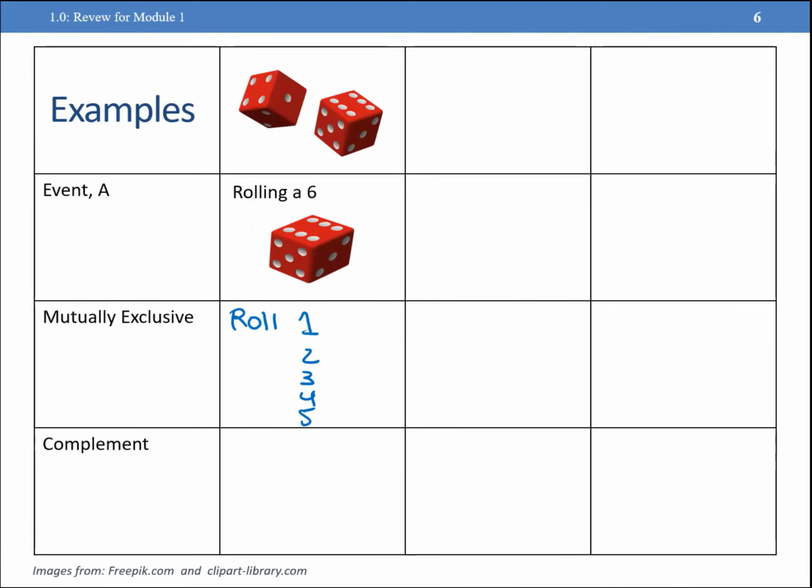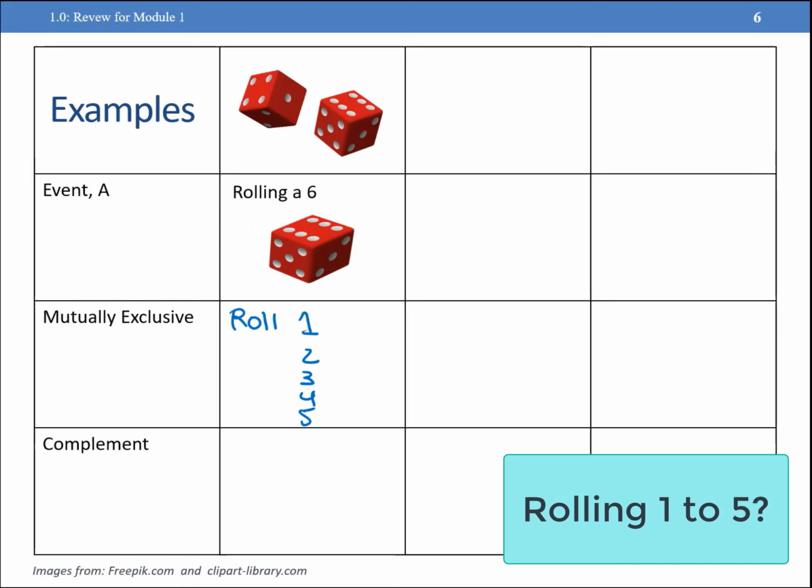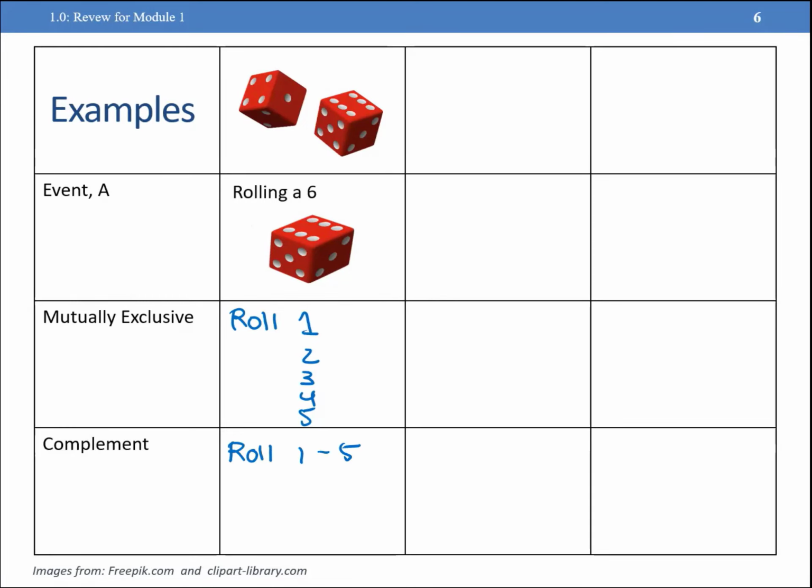Now the complement would be what? What would the complement be to rolling a 6? That's right, rolling anything between 1 and 5. So any one of these is considered mutually exclusive, but when I'm talking about the complement, I have to consider all of those possibilities.